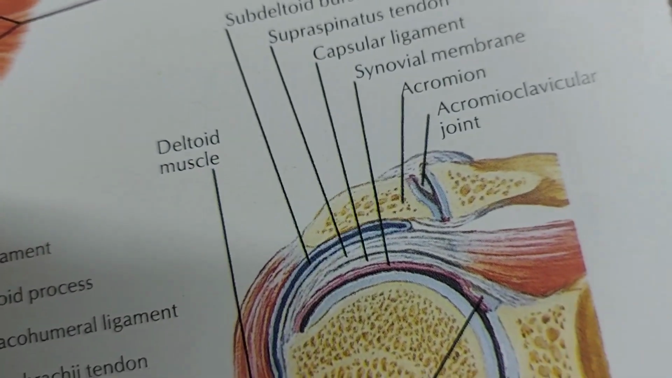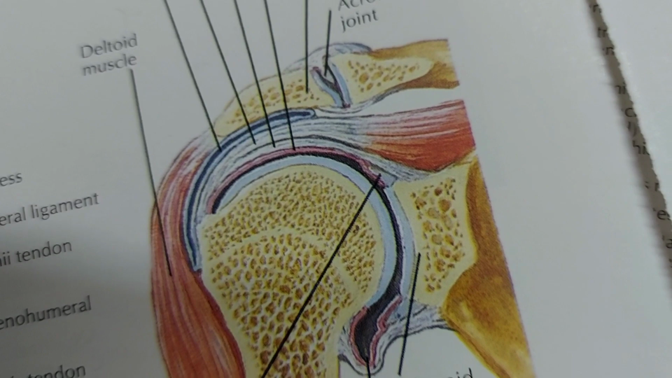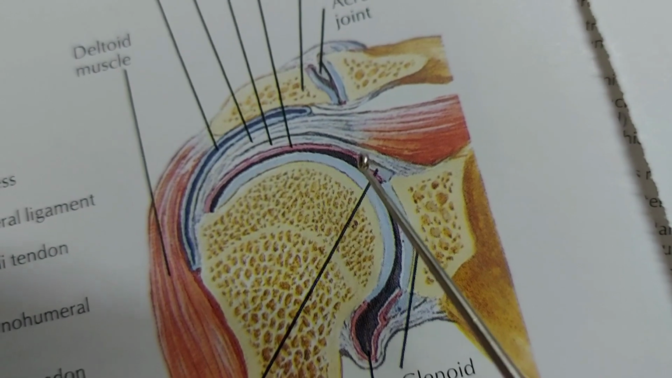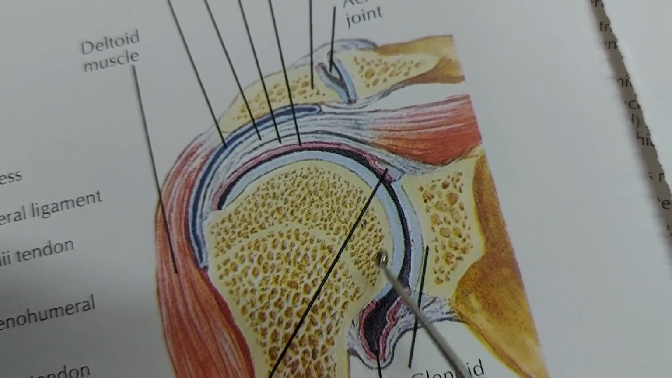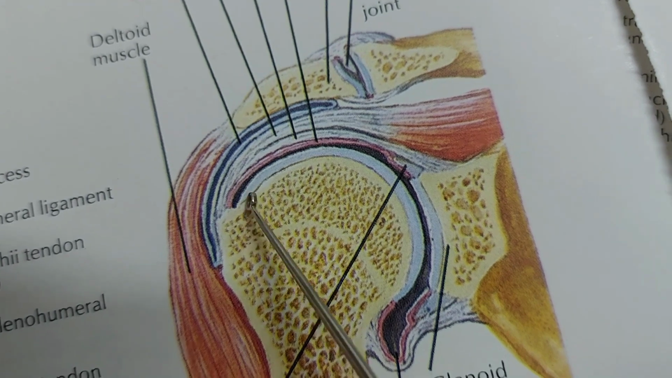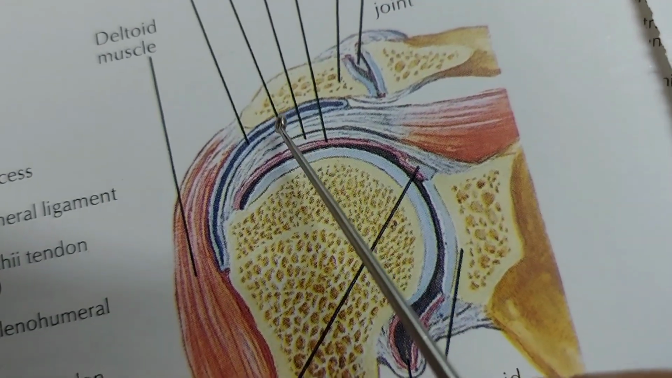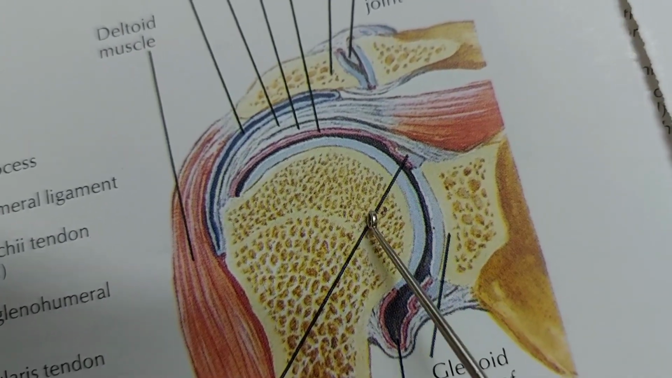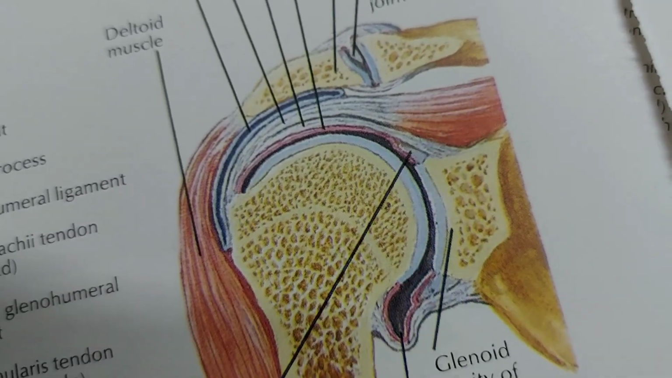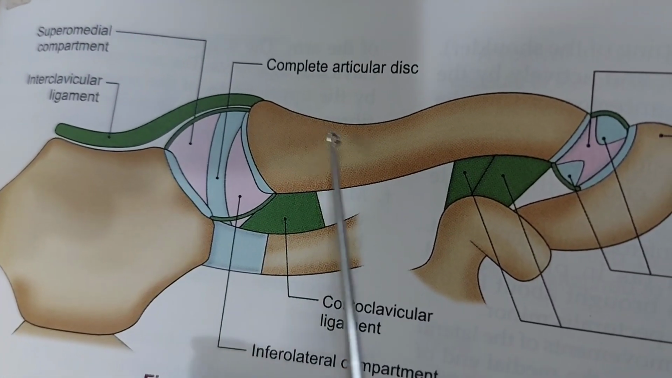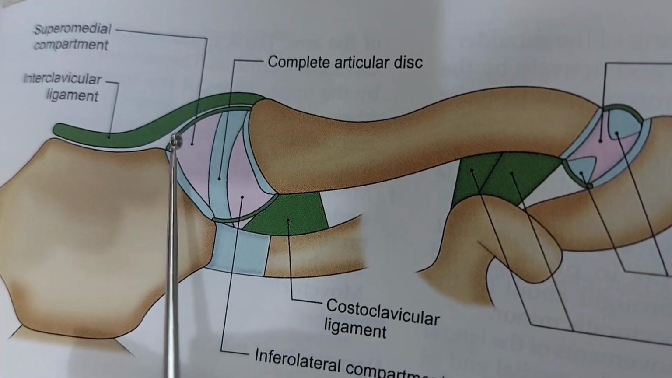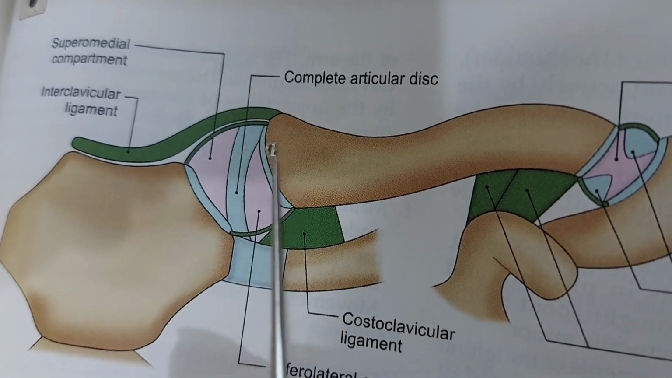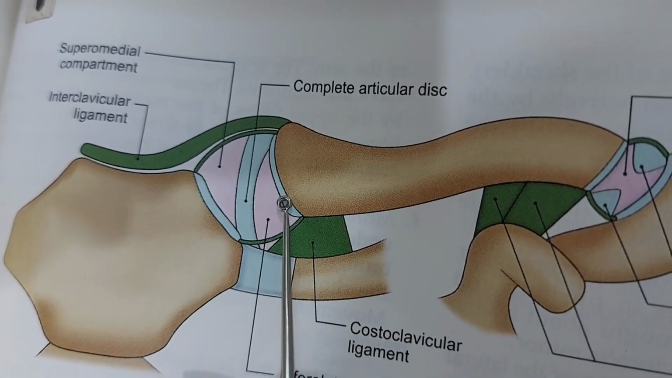There are different forms of synovial joints. The names of the synovial joints are according to the shape of the bone. Here we see the head of the humerus looks like a ball, and the glenoid cavity looks like a socket. So this is the ball and socket variety of synovial joint. Here is the sternum, here is the clavicle. The end of the clavicle and the end of the sternum are plain. So the sternoclavicular joint is the plain variety of synovial joint.